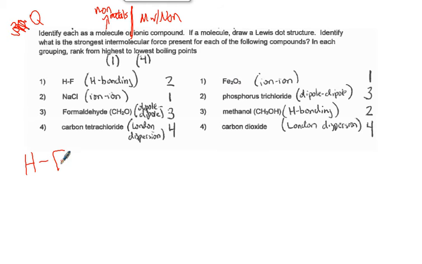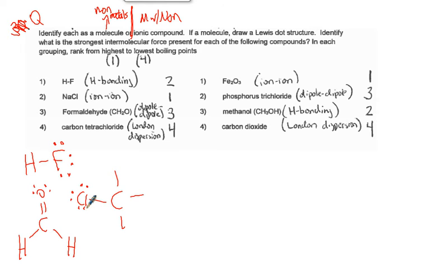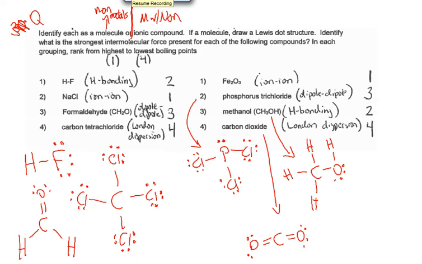HF, that's a funny one to draw. CH2O, it's got a double bond to the oxygen, 2 hydrogens. This one here, you got the carbon with the 4 chlorines. All right. I'm going to pause while I draw. All right. The drawings are all on there now.